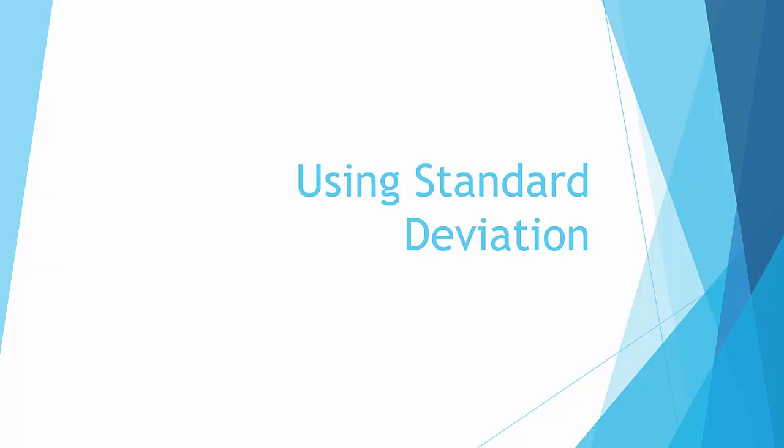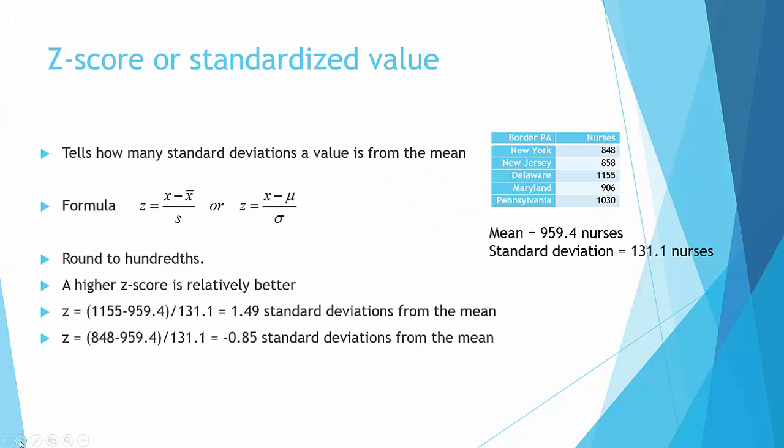When we talked about measures of variation, we talked about standard deviation being the most useful. So in this video, we're going to look at using the standard deviation to look at some statistics. The first thing we're going to look at is the z-score or standardized value. We'll use this a little bit this week, but we'll come back to it later in the course. The z-score is a really important concept, especially for those of us in healthcare. What the z-score tells us is how many standard deviations a value is from the mean.